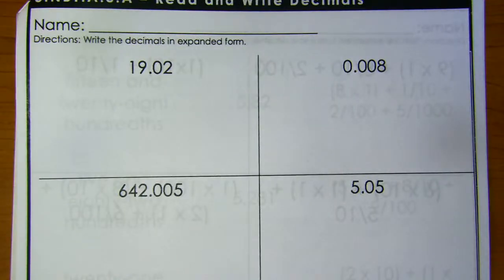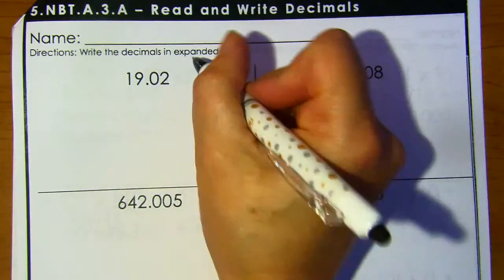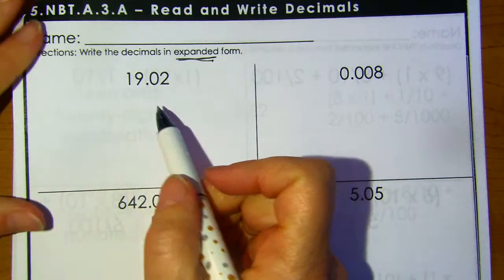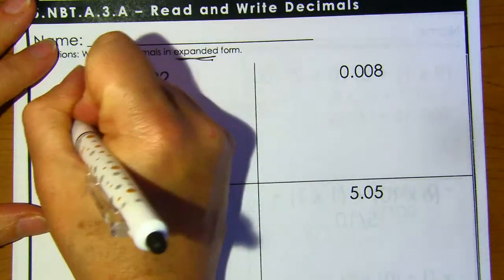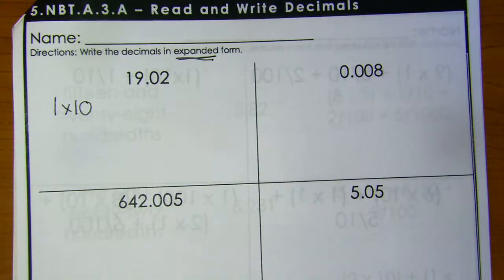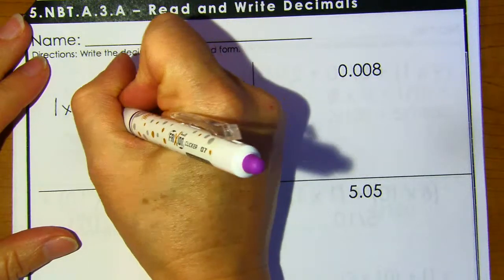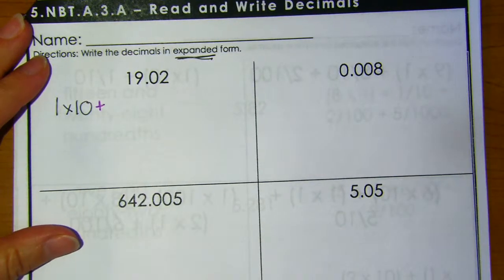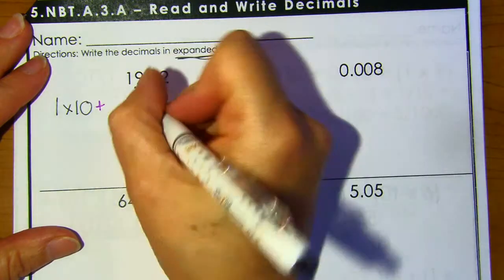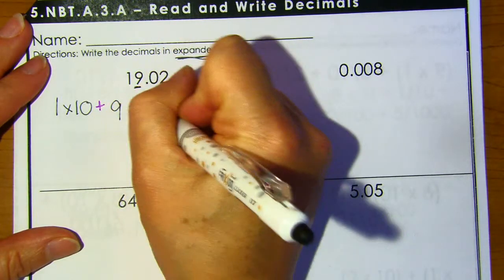All right, at this point, we're looking at these decimals in expanded form. Expanded means we're going to stretch out each place value. So the 1 is in the tens place. We're going to write 1 times 10. And then we're just going to put a plus sign in between each one. The 9 is in the ones place. We're going to write 9 times 1.